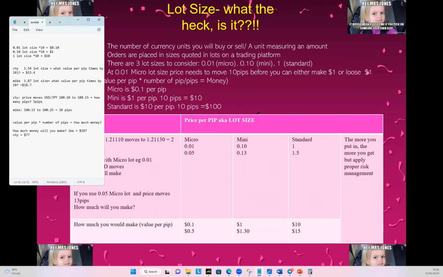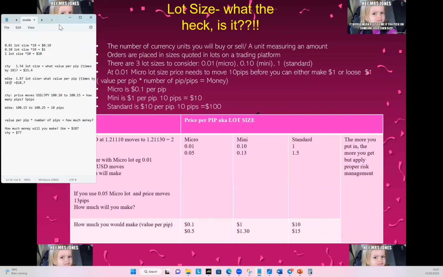Value per pip equal to. Do you still have the PowerPoint on? Because I can't see that no more. Yeah, it's on. I think it's your network. Okay. So just log off and log back in. Okay, got you.